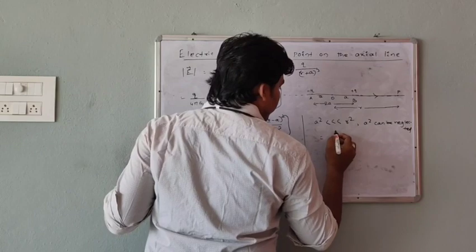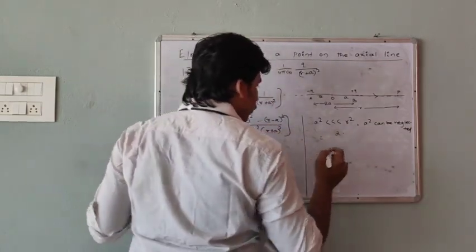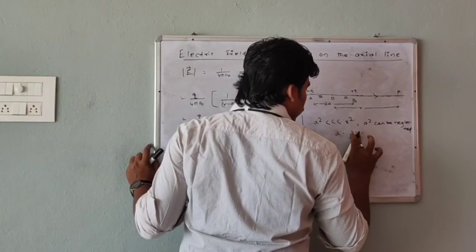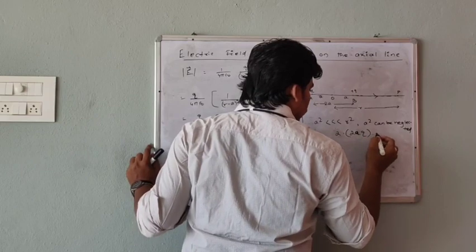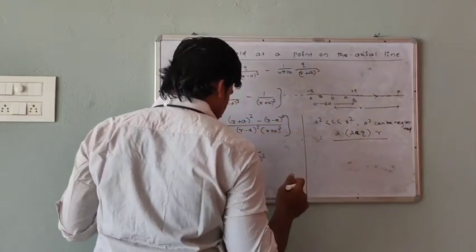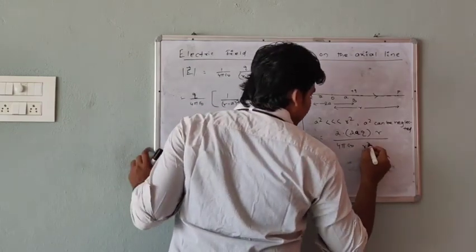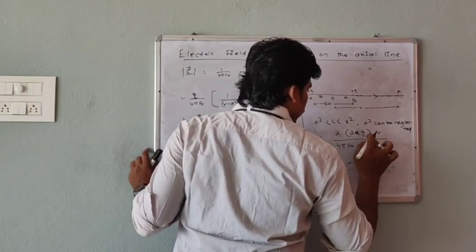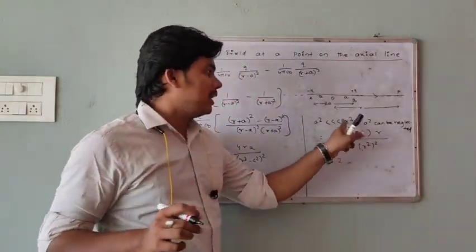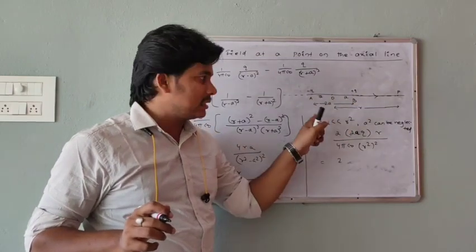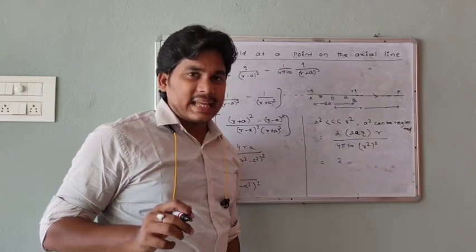Then this 4A can be 2 into 2A, so we have 2A into Q into R by 4 pi epsilon naught, R square power 2. This 2AQ means Q into 2A. 2A is the separation distance between the two charges and Q is one of the charges. That's why we can write this as the electric dipole moment.